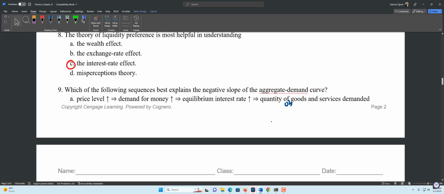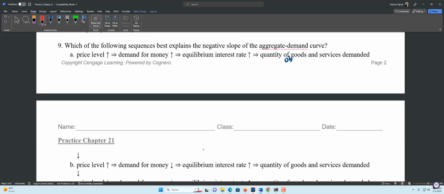Which of the following sequences best explains the negative slope of the aggregate demand curve? So we know that when prices are higher, the demand for money is going to be higher, and that leads to a higher interest rate, and then this higher equilibrium interest rate is going to lead to a lower quantity of goods and services demanded. So aggregate demand is going to be lower. So three arrows up and the last arrow is down: increase in price level, increase in money demand, increase in equilibrium interest rate, and quantity of goods and services demanded goes down.